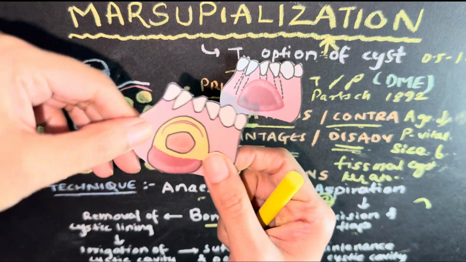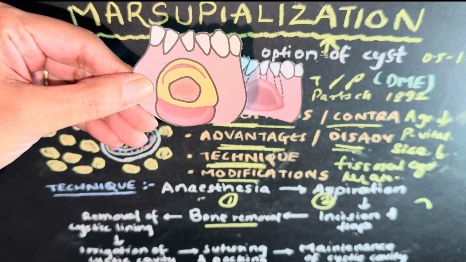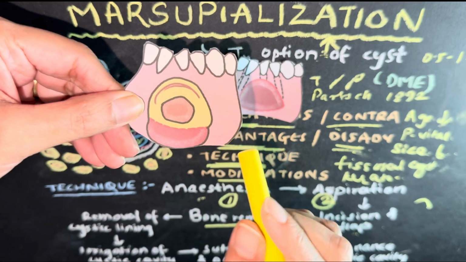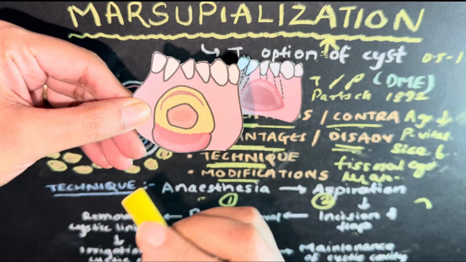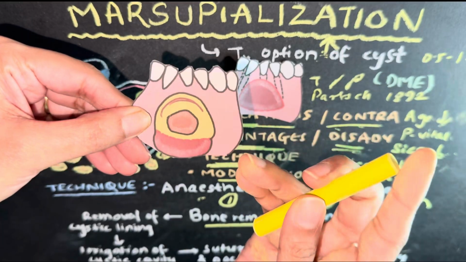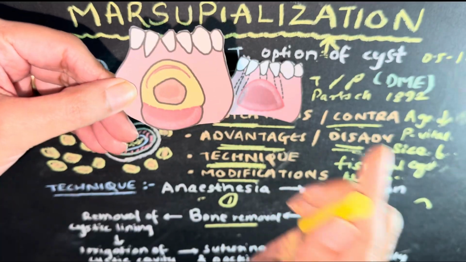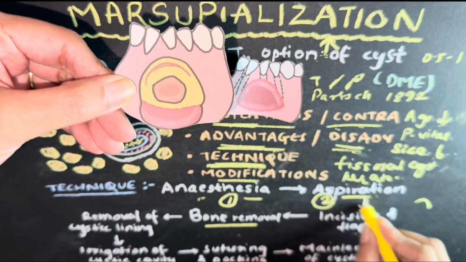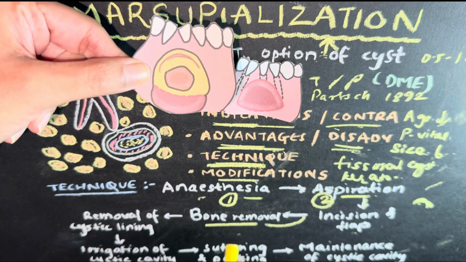But if the bone is intact, if the bone is thick, what you are going to do is make holes with the help of a burr, drilled in a circular shape, which are then connected, and the overlying bone is removed carefully with the Rongeur's forceps, and now you can see the cystic lining. So first step is anesthesia. You are going to aspirate the content, give the incision, raise the flap, and then remove the bone.